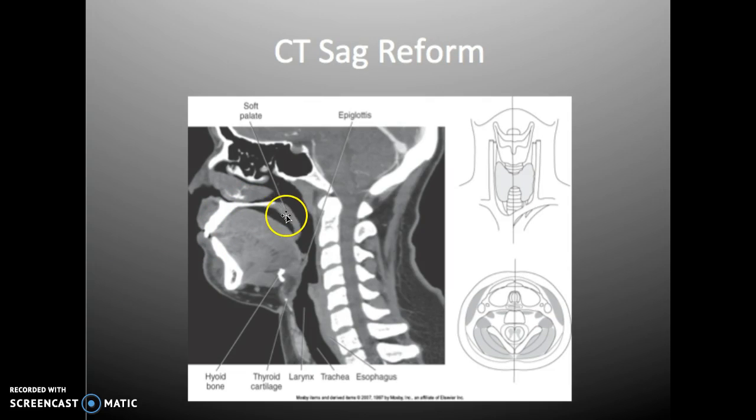So hard palate, soft palate, epiglottis, esophagus collapsed there. Your trachea, your larynx, your thyroid cartilage, and your hyoid bone. Remember how I said your hyoid bone is just going to be free suspended there within the tissues? That's it right there.